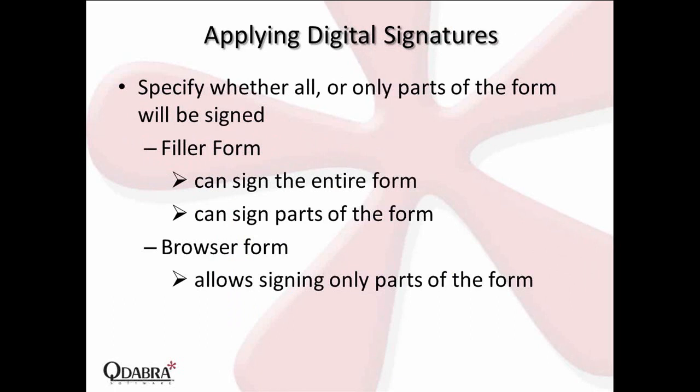For example, if you're using a filler form, you have two options. You can sign the entire form, and you can also sign parts of the form. So those two options are available for you if you're using filler form. But if you're using browser form, the only option available for you is to allow signing only parts of the form. And that's a limitation of browser InfoPath Forms.